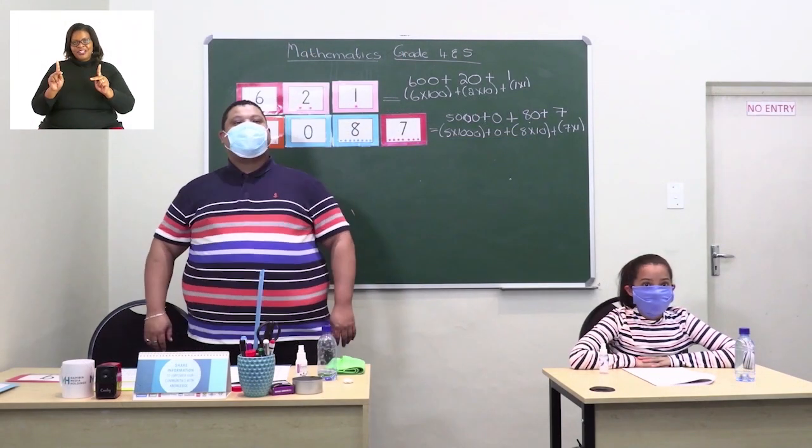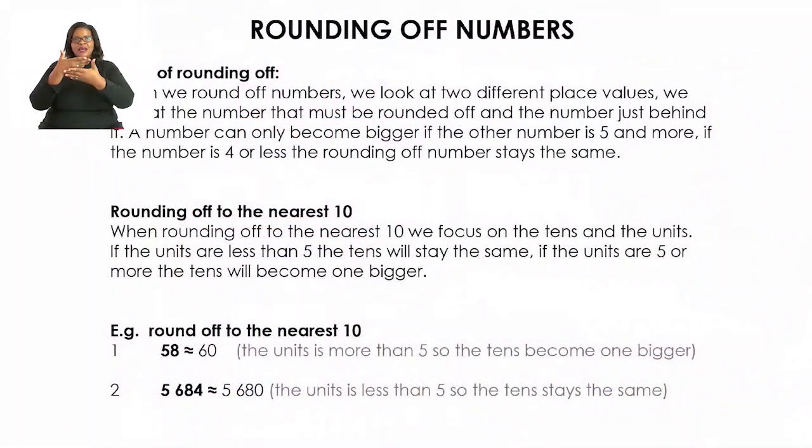Okay, kids, we're still busy on page 23 with rounding of numbers. Now, in rounding off, there's certain rules we need to follow. Let's look at the rules of rounding off. When we round off numbers, we look at two different place values. We look at the number that must be rounded off, and we look at the number just behind it. A number can only become bigger if the other number is 5 or more. If the other number is 4 or less, the rounding number stays the same.